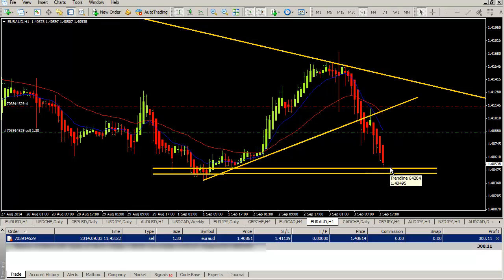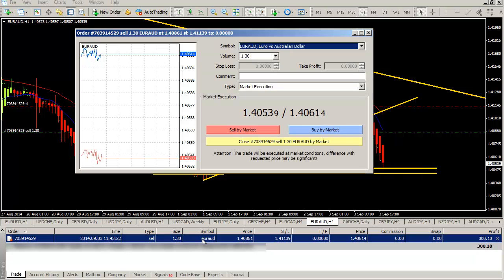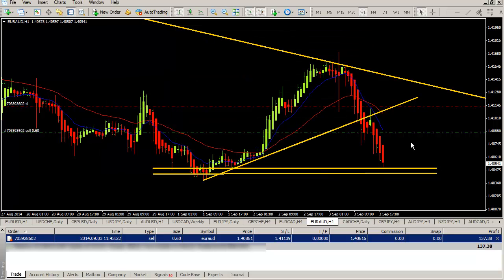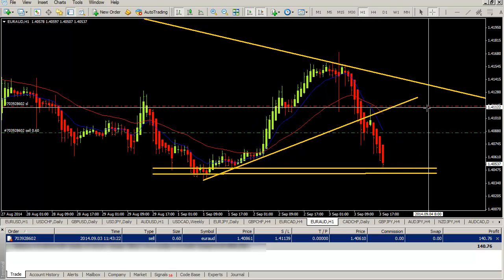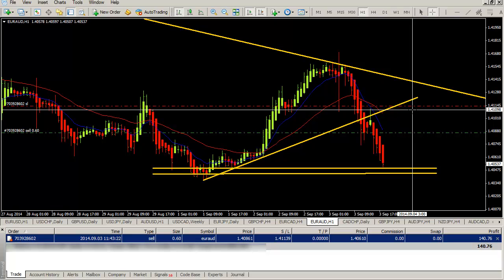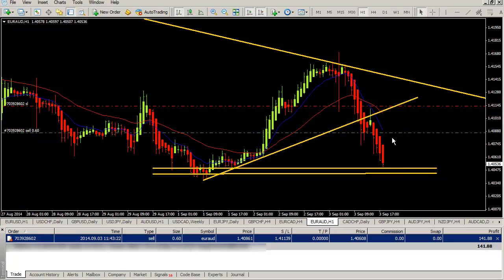In order to make this at least a break-even trade, I go back to here, and I will close 0.70, about half of the trade, right now. Even if the price goes back and hits my stop, it's more or less break even, a few profits, okay? But if it moves lower, then I still have something running and I can make a little bit more out of this.